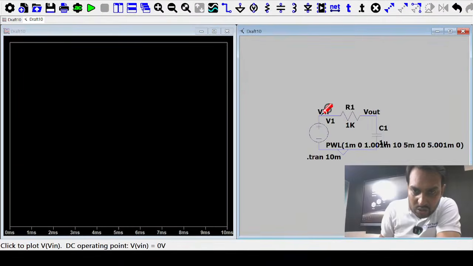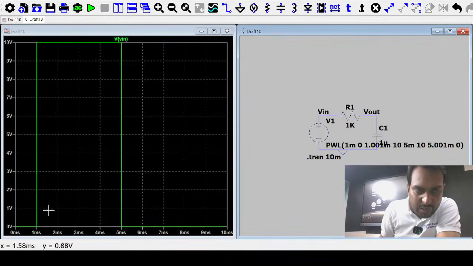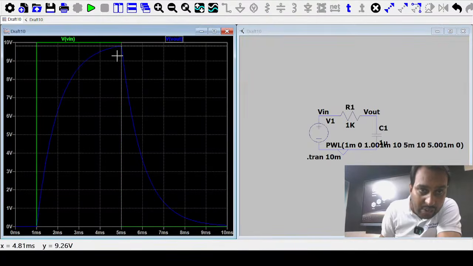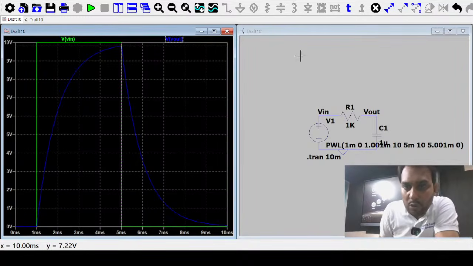The input voltage is like this: till 1 millisecond it is 0, after 5 millisecond it is 0, and between this you have a constant voltage of 10 volt. Now your output does not reach 10, it is less than that. Why? Because you are not providing enough time for charging. So the capacitor will not reach 10 volt, it reaches about 9.8.